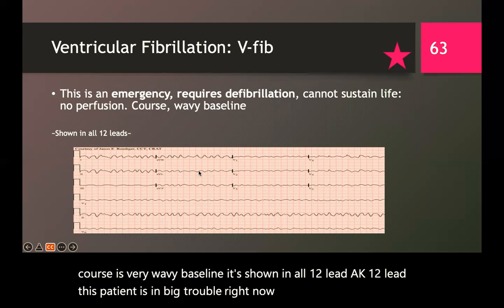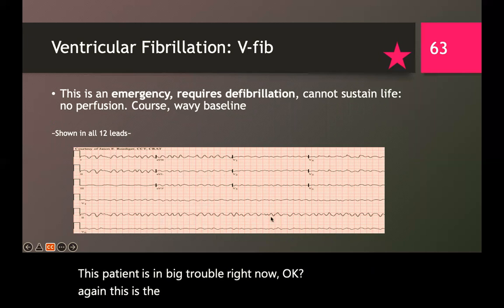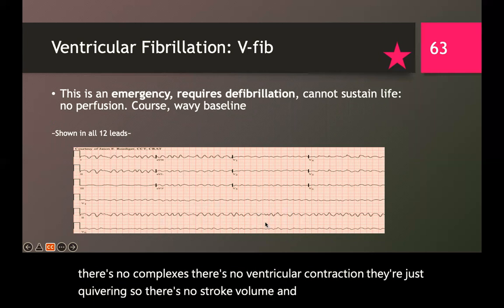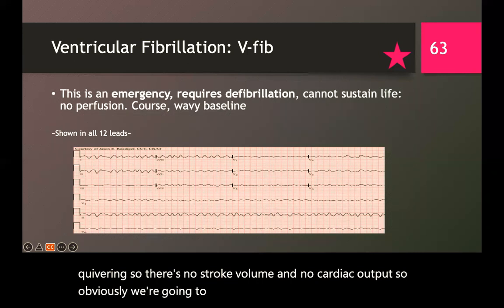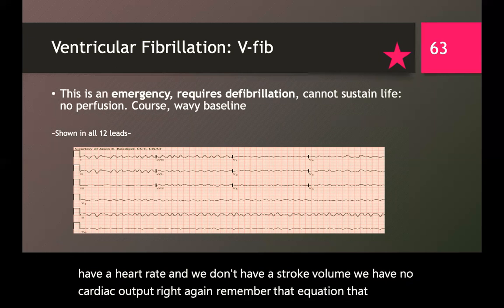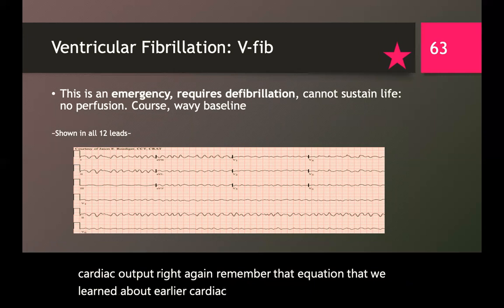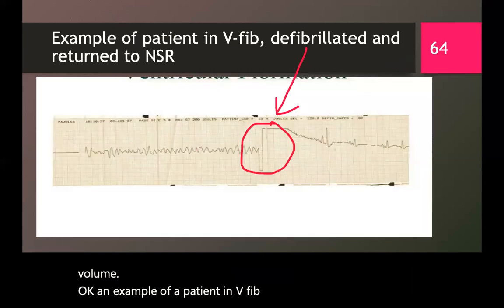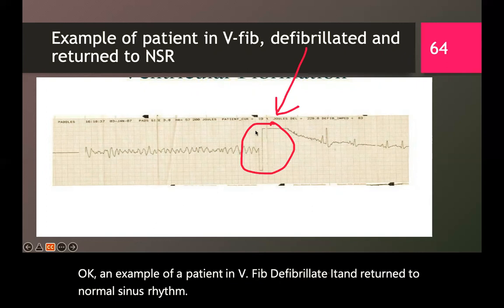Okay. Again, this is the hallmark look of it, with this wavy baseline. There are no complexes. There's no ventricular contraction. They're just quivering, so there's no stroke volume and no cardiac output. Obviously we're going to need immediate defibrillation. If we don't have a heart rate and we don't have a stroke volume, we have no cardiac output, right? Remember that equation we learned earlier: cardiac output equals heart rate times stroke volume. Okay, an example of a patient in VFib, defibrillated and returned to normal sinus rhythm. Isn't that interesting?